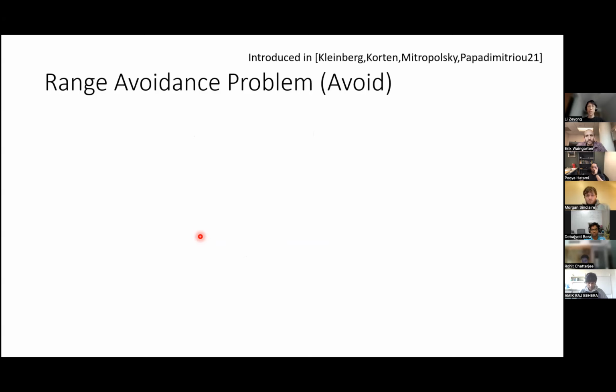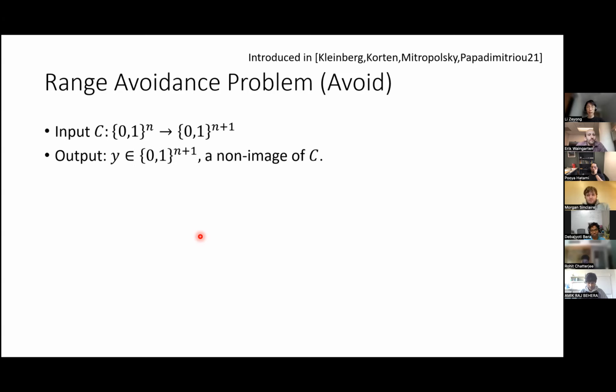And next, what's the range avoidance problem? This problem was introduced by Kleinberg, Korten, Mitropolsky, and Papadimitriou in 2021. It has a very simple and clean definition. The input is a circuit C that maps an n-bit string to an n+1 bit string. And the output is an n+1 bit string y that's a non-image of the circuit C. In other words, for any input x fed into the circuit C, it shouldn't evaluate to y.